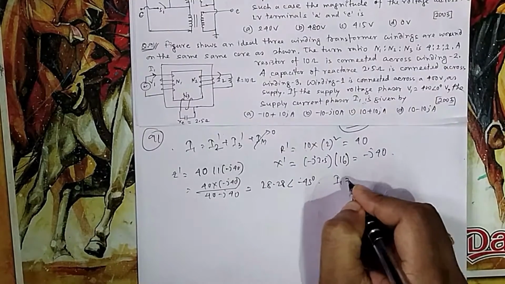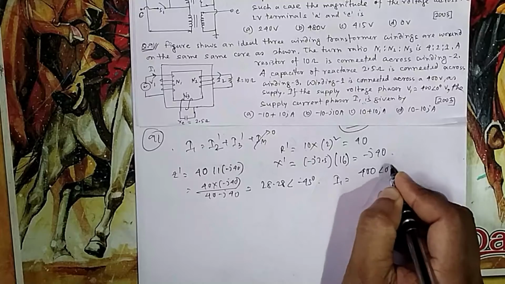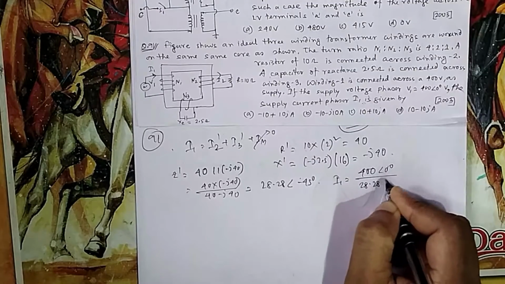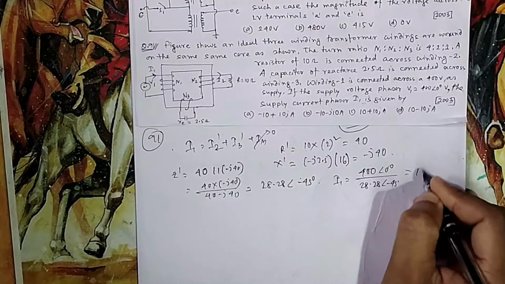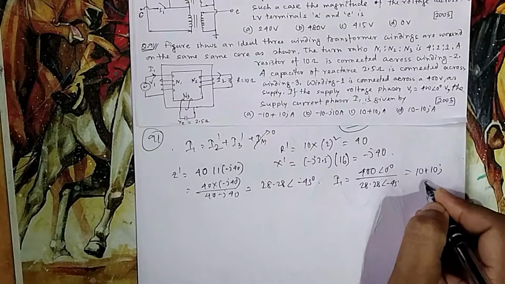So what will be your I1? The supply voltage 400 at an angle of 0 divided by this Z. If you do this, it will be 10 plus 10j, that is your option C.